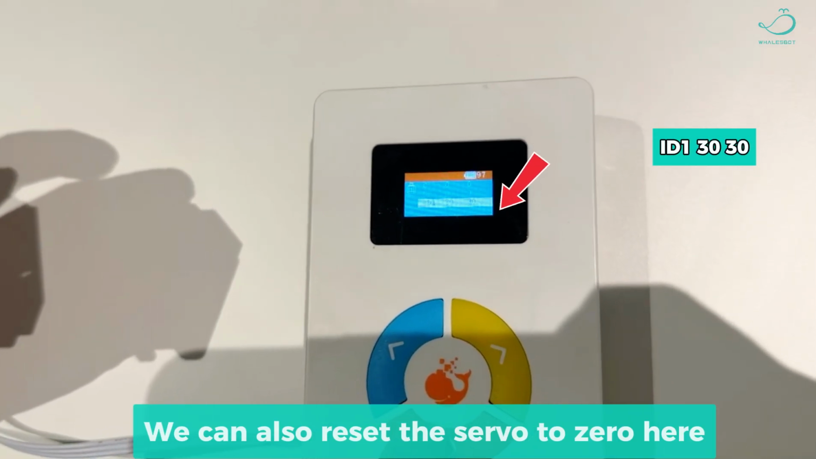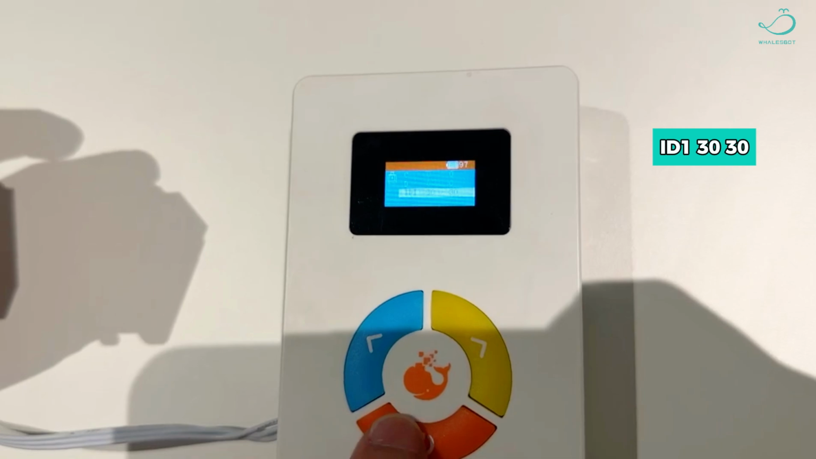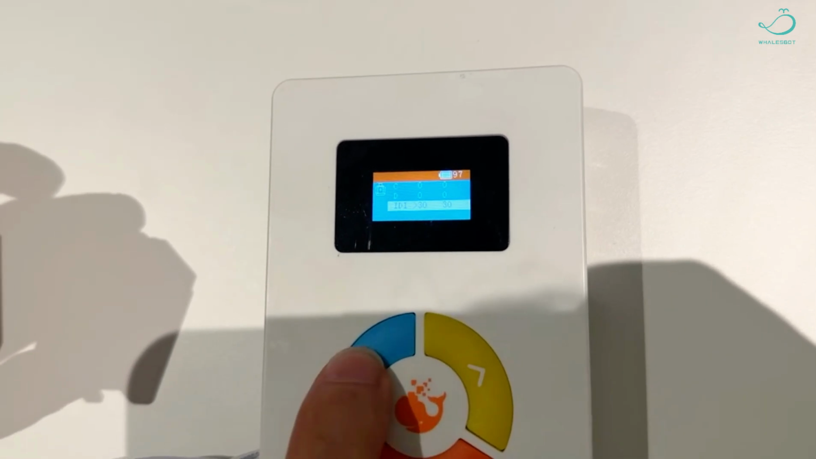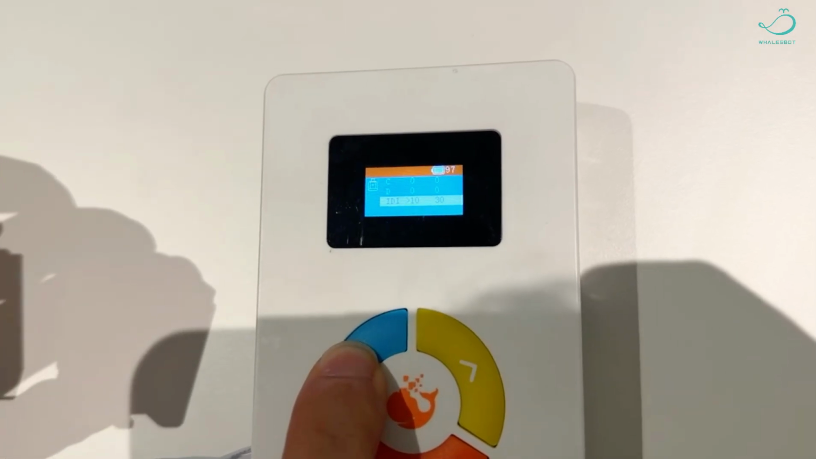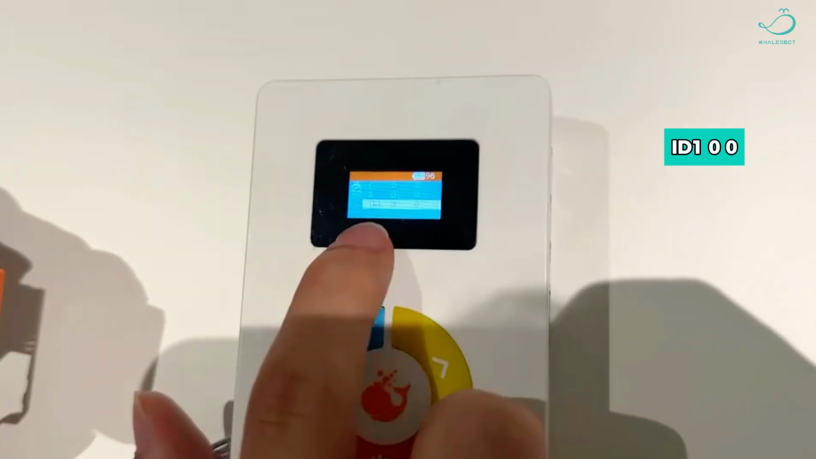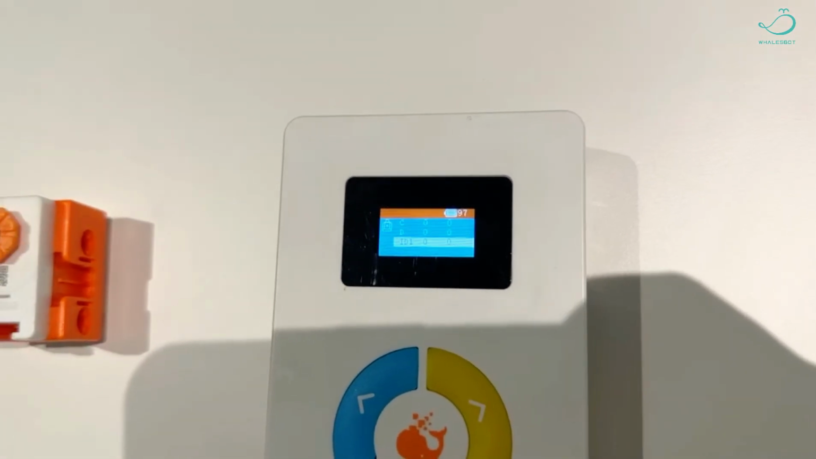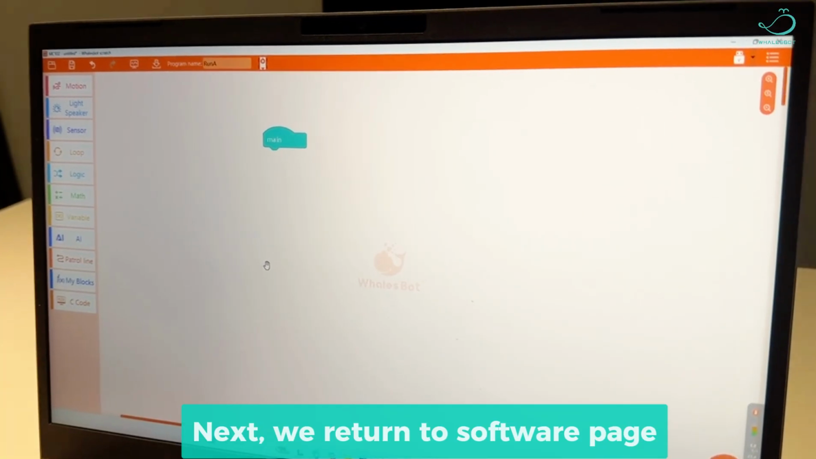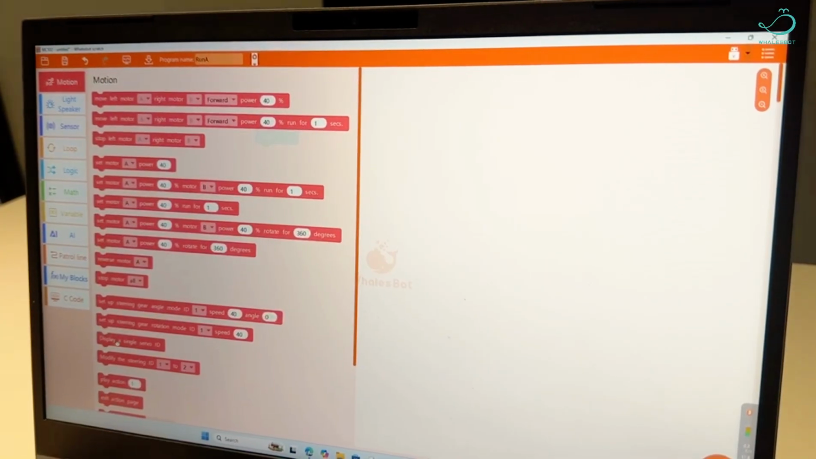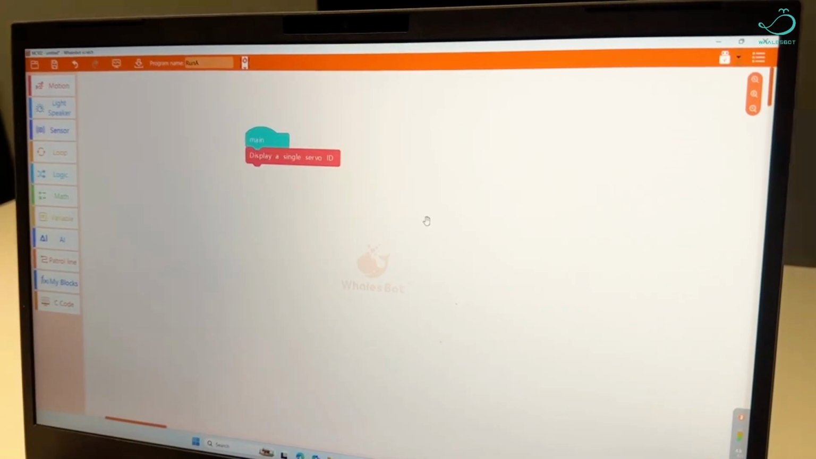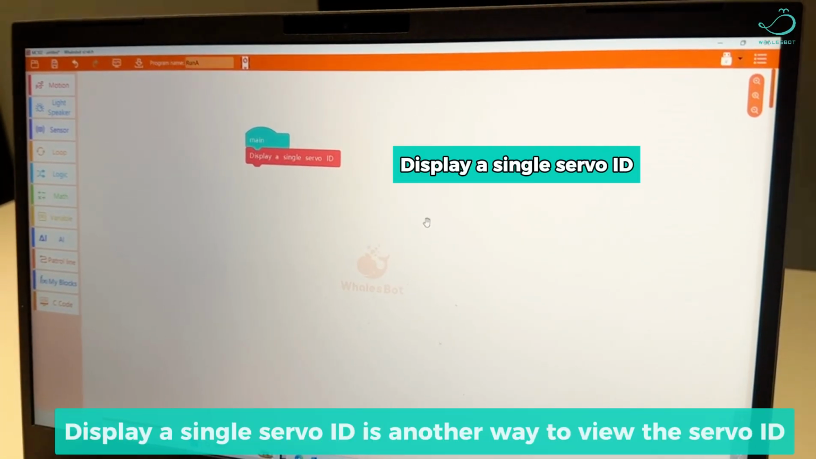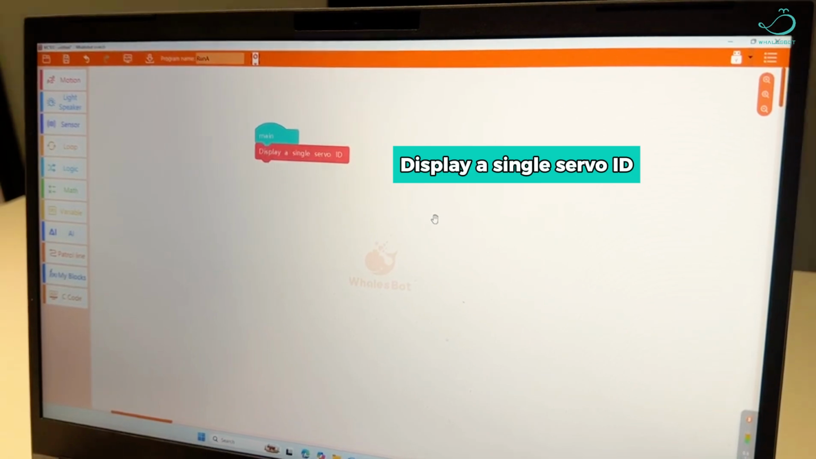We can also reset the servo motor to 0 here. Next, we return to the software page. Display a single servo ID is another way to view the servo motor ID.